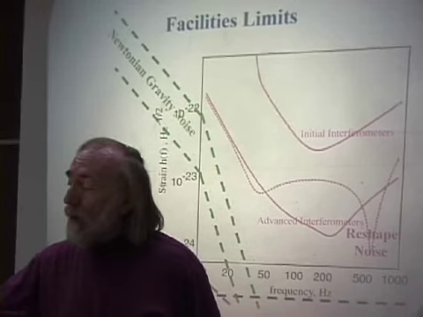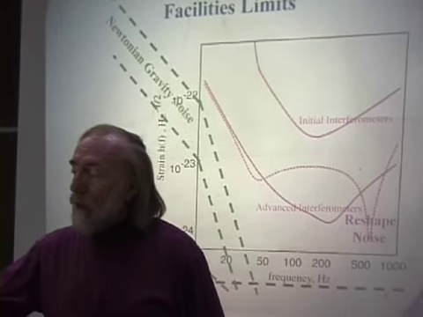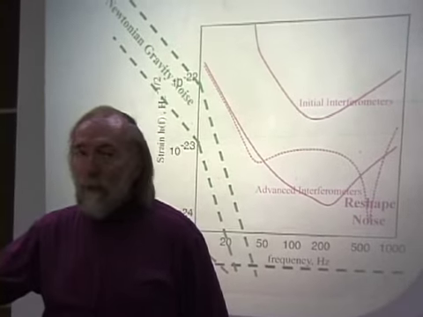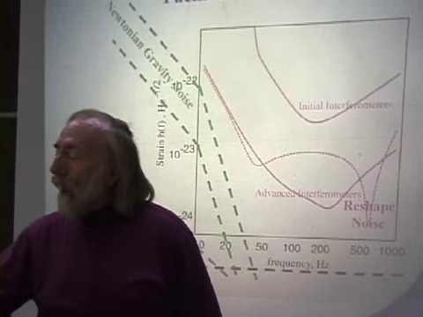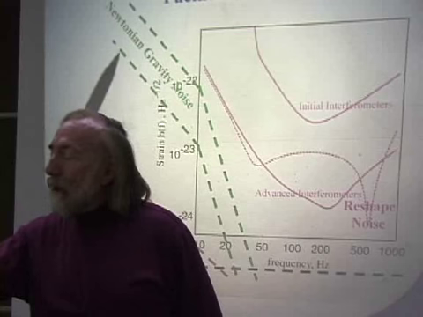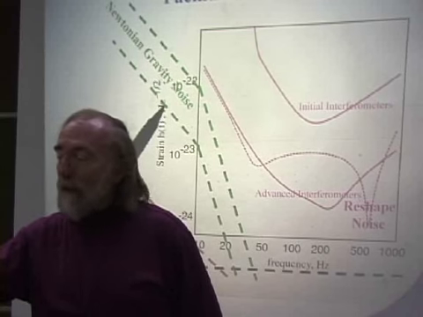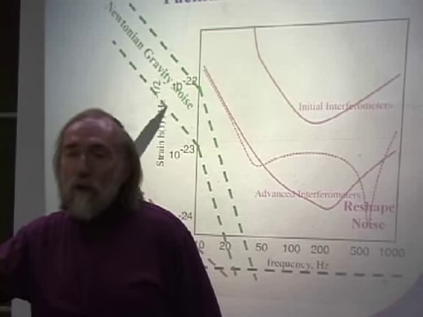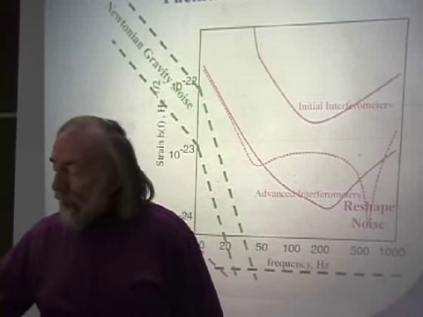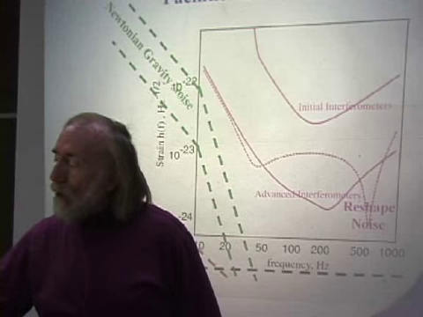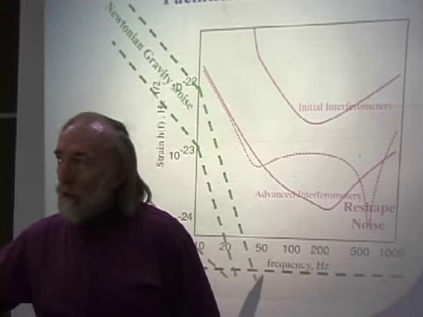I'm going to talk about three different facility limits. A limit due to scattered light noise. This has to do with scattering of light in the LIGO beam tubes. A limit that's associated with Newtonian gravitational noise due to fluctuating Newtonian gravitational fields pulling on the test masses, and then a limit associated with residual gas in the LIGO beam tubes.